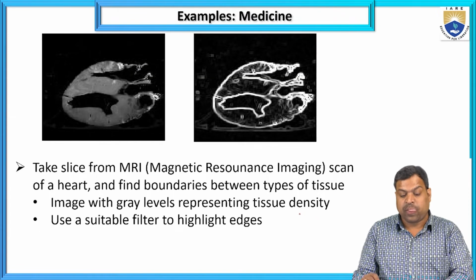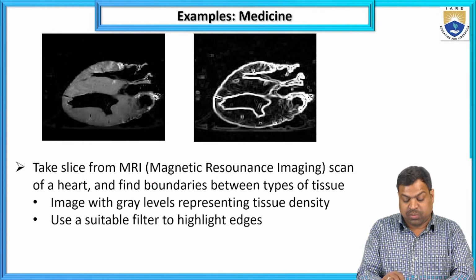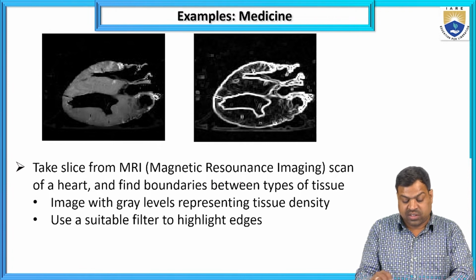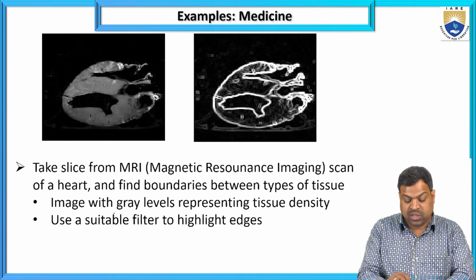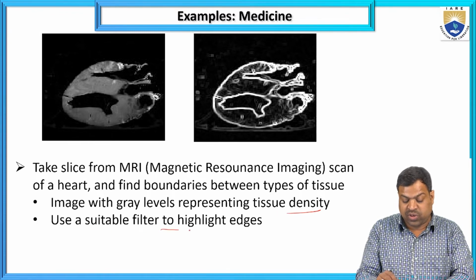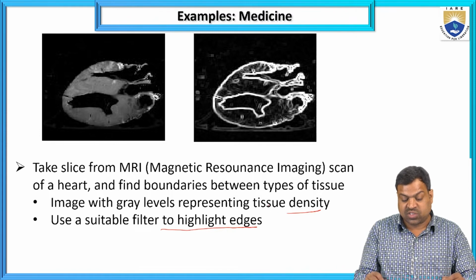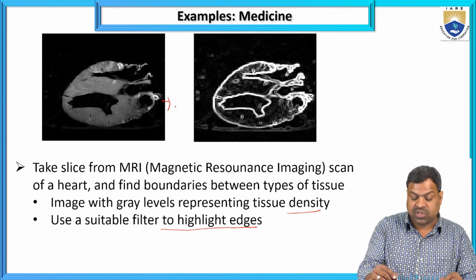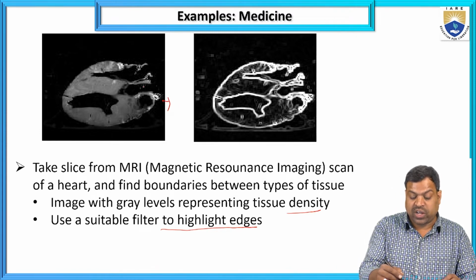And another one is medicine. Take a slice from an MRI scan of a heart and find boundaries between types of tissue. The image has gray levels representing tissue density. Use a suitable filter to highlight the edges. So it is a heart image, and I want to highlight these things.